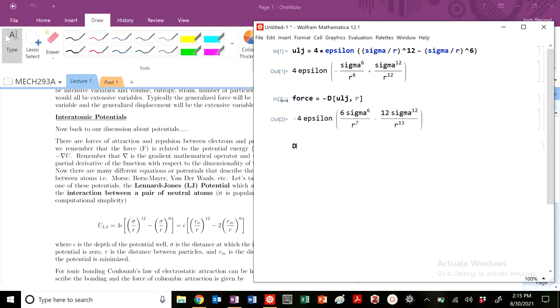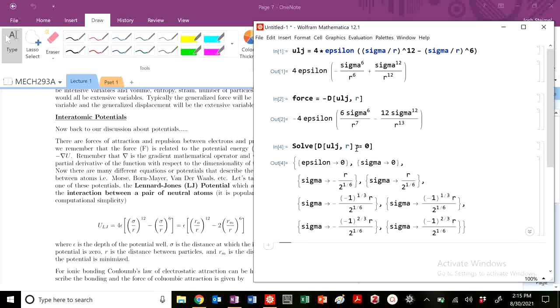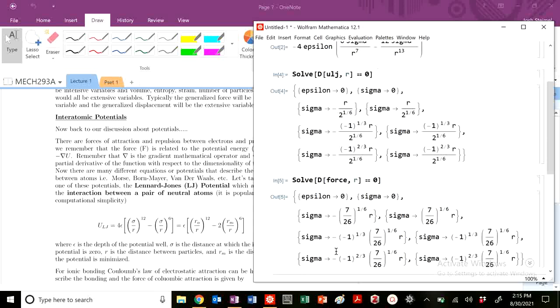So if I want to find my equilibrium distance, I take dU_LJ with respect to r and solve for when this is equal to 0. And you can see some answers here, and then I can do the same thing for force as well. So let's do force. And if we plug in those parameters, we get numerical answers. But we can see how we're going to go about solving the problem.